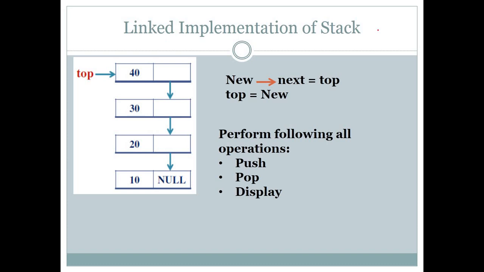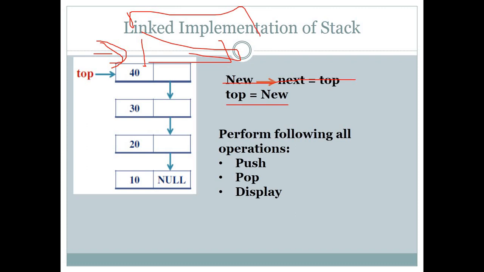In the linked list implementation of stack, we will implement a stack using a linked list. If we want to push onto the stack, then we do new next is equal to top, meaning our new node's next will be top, and top is equal to new. If we have added a new node here, then our new node will become the top.